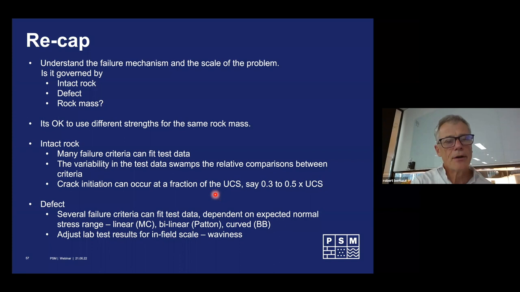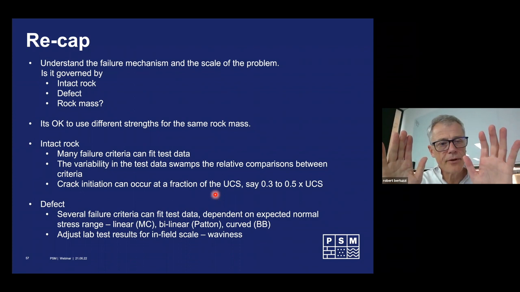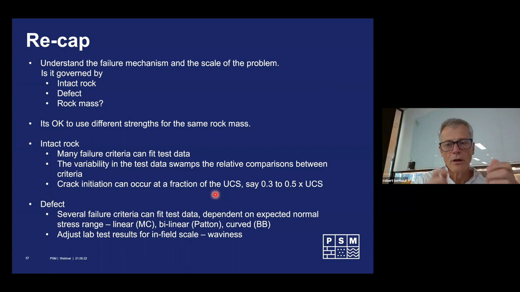There's probably a few minutes left just to recap. Okay, so I think this is another hold-the-phone moment, wind back and turn off three speed. It's important to understand the failure mechanism and the scale of the problem. Is it intact rock that you're interested in? Is it the defects, or is it really a rock mass?